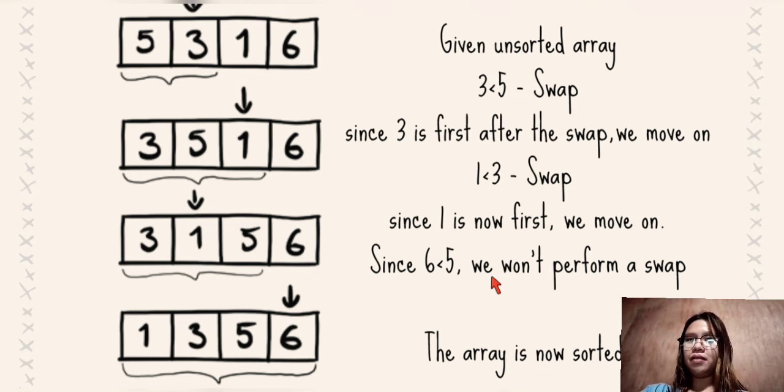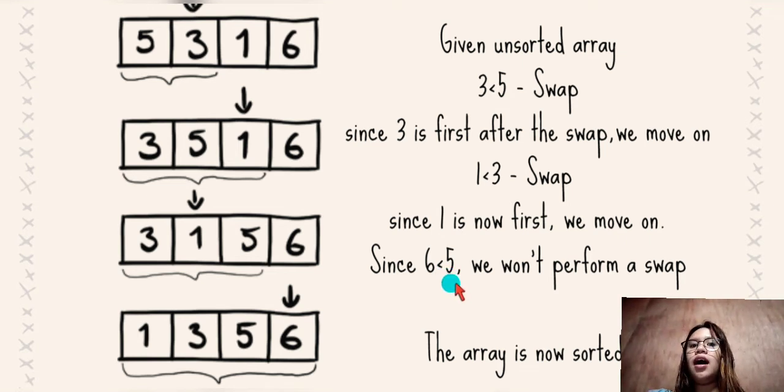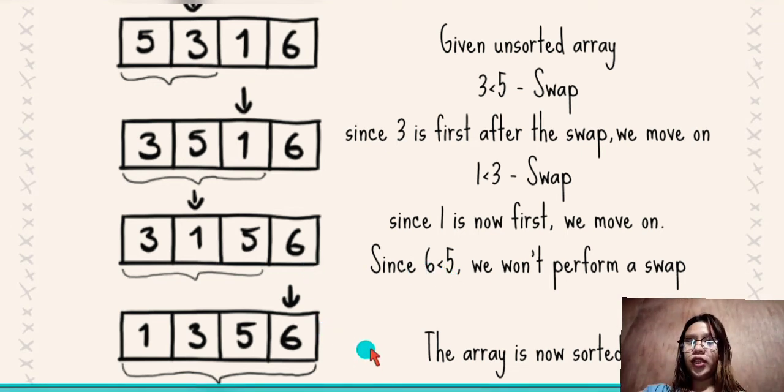So swap natin kay mas gamay man si 1 kaysa sa 3. Since 1 is now the first element, we move on. Since 6 is greater than 5, we won't perform a swap kay mas dako man si 6 kaysa sa 5. Na naman siya sa iyahang position, so dili na nato siya kailangan i-swap. So we have the final array: 1, 3, 5, and 6. So the array is now sorted.